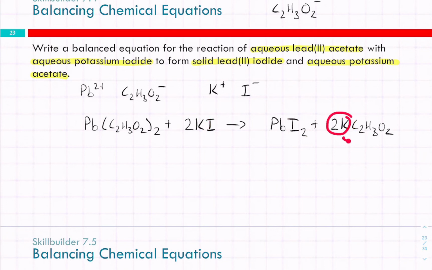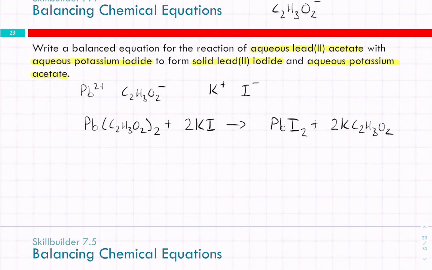And then look at what potassium is bound to, and it's acetate. And so I'll go over here. I'll say acetate, we have 2 acetates, and then on the reactant side, we have 2 acetates. And then you go back to lead, but lead is already balanced.